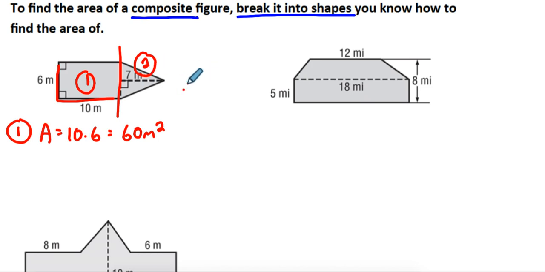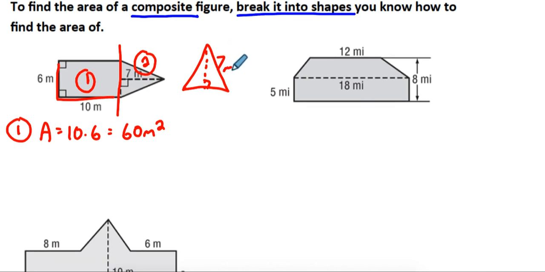For the triangle, I'm going to redraw it this way. Here's my height of 7 meters. But my base, this edge, is this flat bottom edge. It's the same as this one over here. So this one is 6 meters.